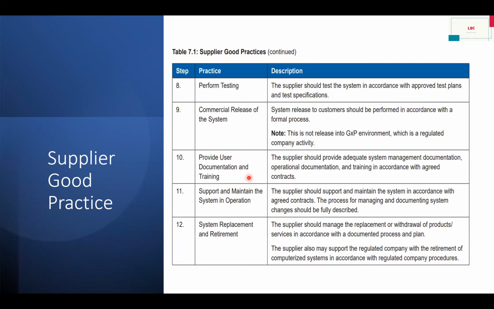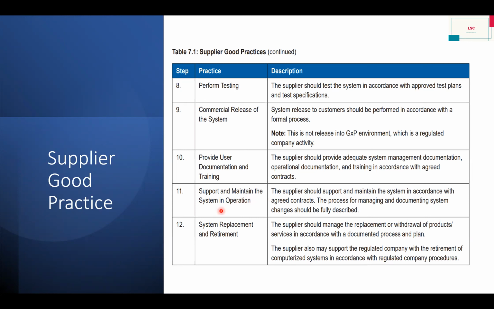Now, provide user documentation and training. The supplier should provide adequate system management documentation, operational documentation, and training in accordance with the agreed contract. Training is important. If you prepare the software and nobody knows the actual flow of the system, or someone knows and someone does not know, then proper training and training assessment is important here.